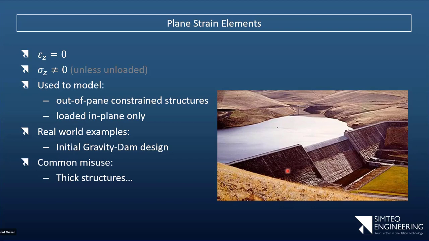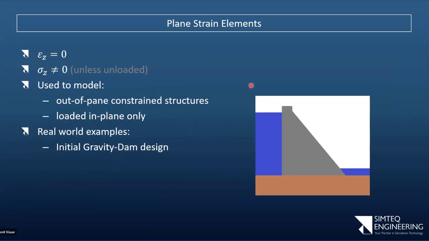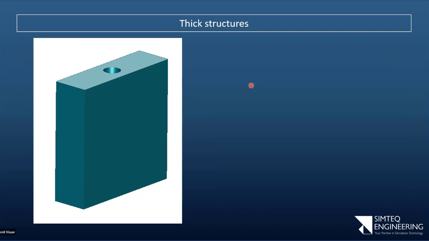Okay. Now, one of the things that I see quite a lot, especially in university classes, is that this element is being used to model thick structures. So just getting back to this image again, if this was a really thick structure, a common way of modeling would be to say we do it with a plane strain element because there can be no strain in the z direction. No, that's not quite true. I'll show you now why.